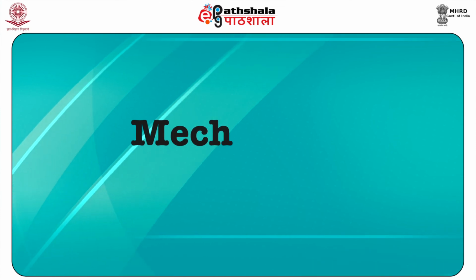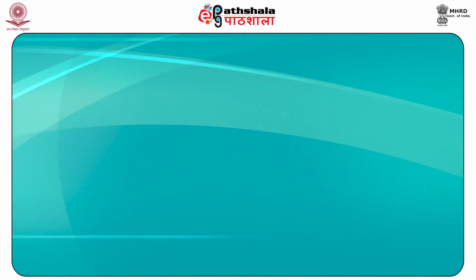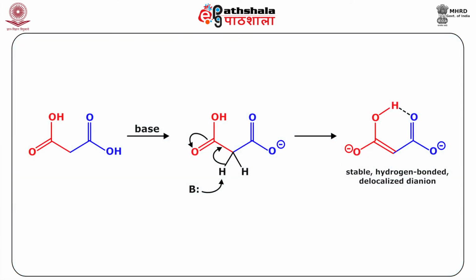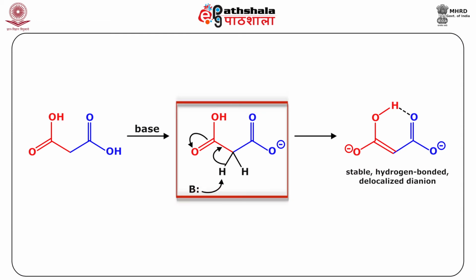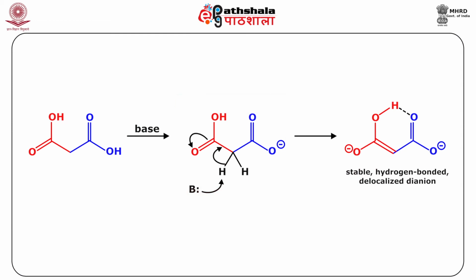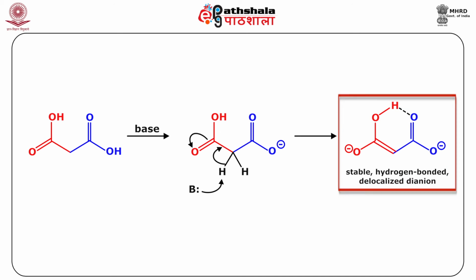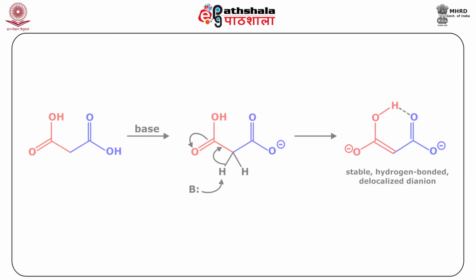And if you look at the mechanism of this reaction, base abstracts the active methylene hydrogen atom resulting in enolate ion as shown here, and this enolate formed in this case is a dianion, notice that, and this is quite stable due to extensive delocalization and intramolecular hydrogen bond as shown here.